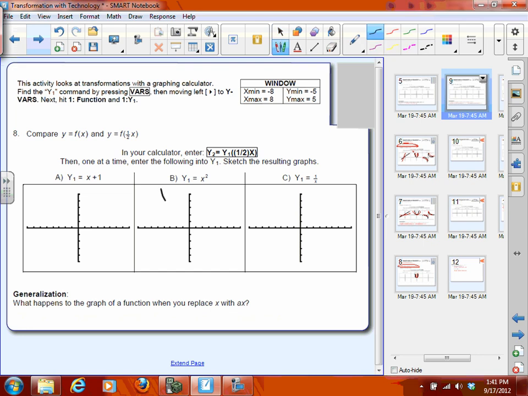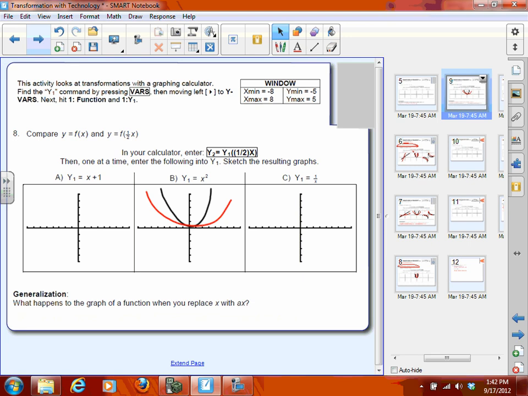Number 8, we've got the original parent function. This one looks a little wider. Now, if we compare it to number 6, it looks a lot like number 6 there. However, how we got there is totally different. How did we get there? Why is this graph looking wider this time?